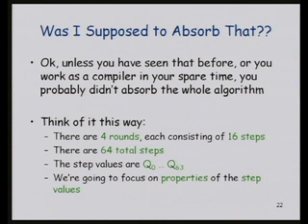All right, so you probably didn't completely absorb all that. One way to synopsize is just to say there are 4 rounds. Each round has 16 steps, a total of 64 steps, and the step values are key to the attack, which is what we're going to talk about next. They're called Q0 to Q63, and these are 32-bit values. So the properties of the step values are what matter for the attack.